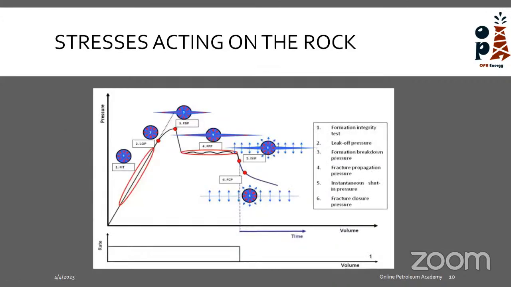But first of all, we have to illustrate what the leak off test, or formation integrity test, is, okay? Leak off test is carried out by pumping fluid into the well, where the volume versus pressure is monitored. In the first period, you will have the pressure increasing directly proportional and linearly with time and volume. As you pump more volume, you will have more pressure. It's a linear relationship, okay?